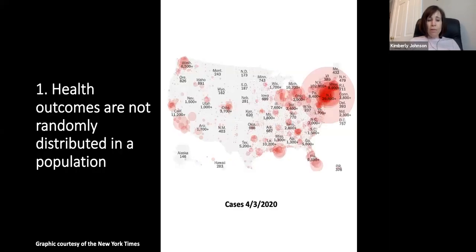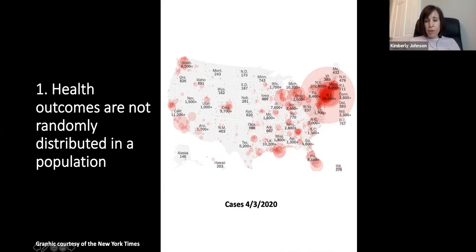So here's an example of one, that health outcomes are not randomly distributed in a population. This is data from the New York Times. They have these maps of COVID cases, and this is from April 3rd. And we can see that there's not a random distribution of cases around the United States of COVID-19. And if we didn't know anything about what was happening, we could speculate that something is different, some factors different in the environment on the East Coast versus the West Coast.